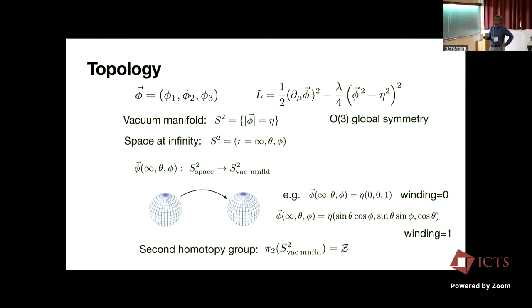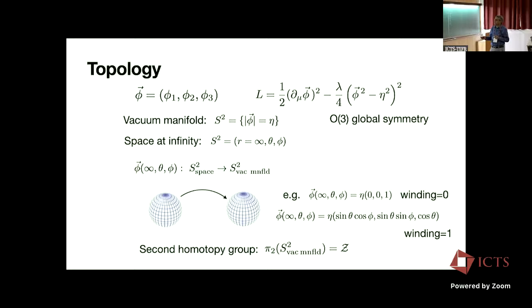Okay, so let's come to topology now. What happened here was that we had this triplet. The vacuum manifold is phi squared equal to eta squared. So phi 1 squared plus phi 2 squared plus phi 3 squared has to be eta squared. And so that's a 2-sphere. So the vacuum manifold is a 2-sphere, namely given by mod phi equal to eta.